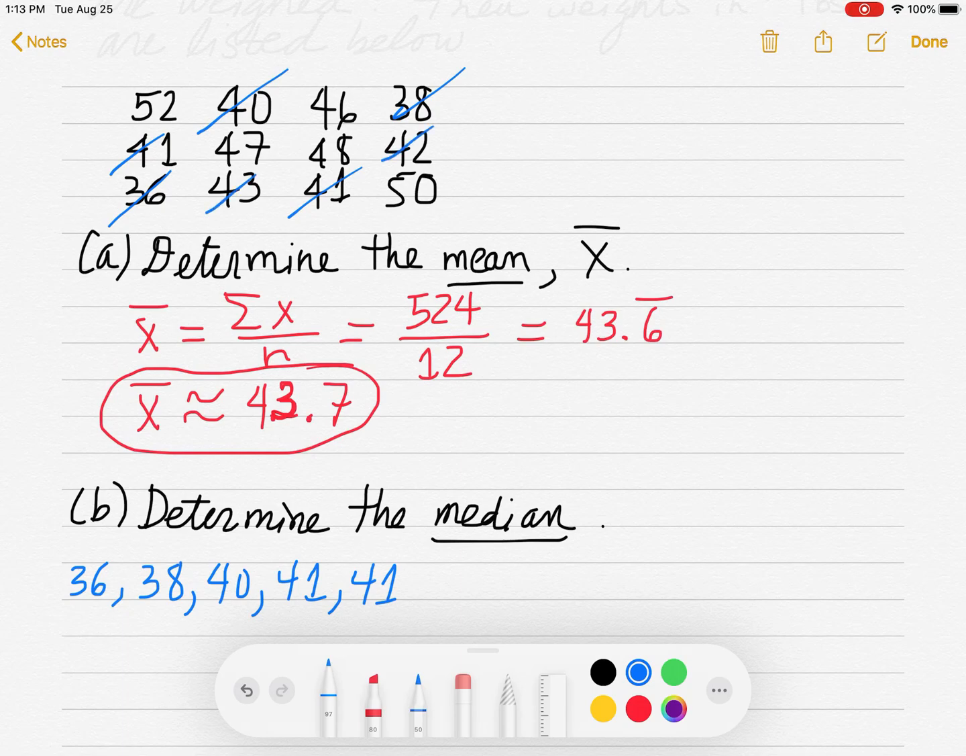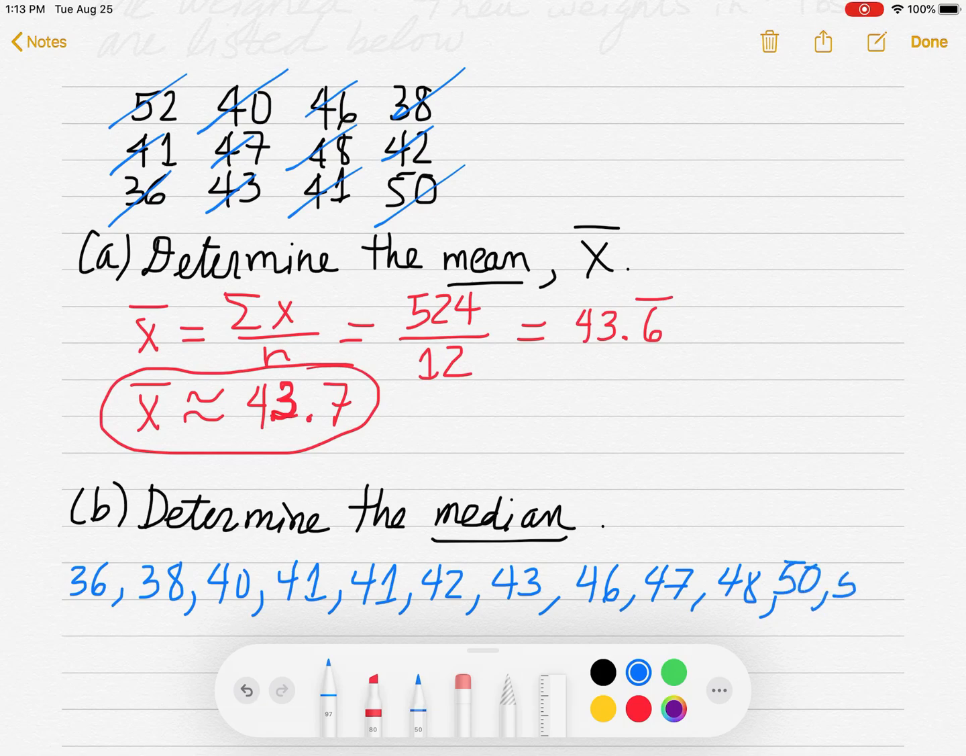42, 43. What else? Looks like 46, 47, 48. And do we have any others? Looks like we got a 50 and a 52. Is that a total of 12? Let's check. 1, 2, 3, 4, 5, 6, 7, 8, 9, 10, 11, 12.